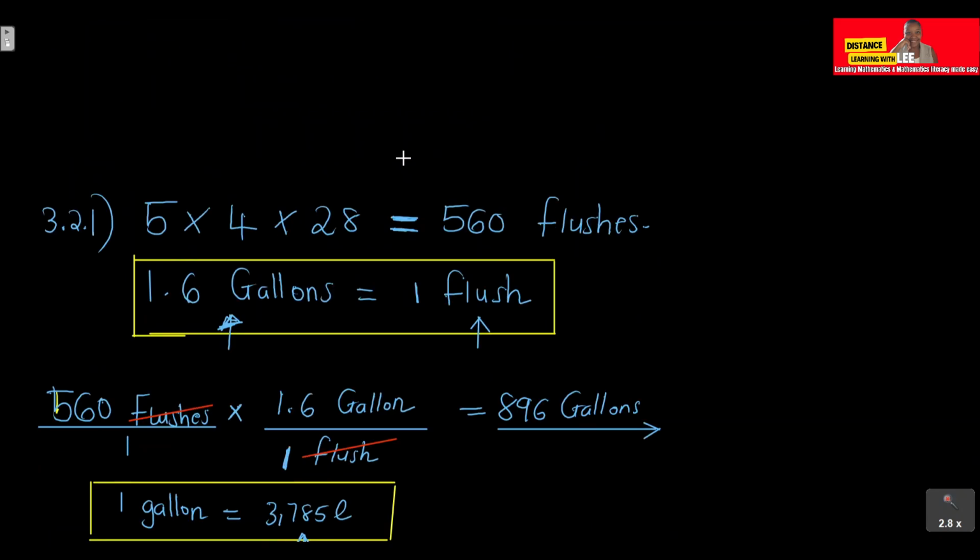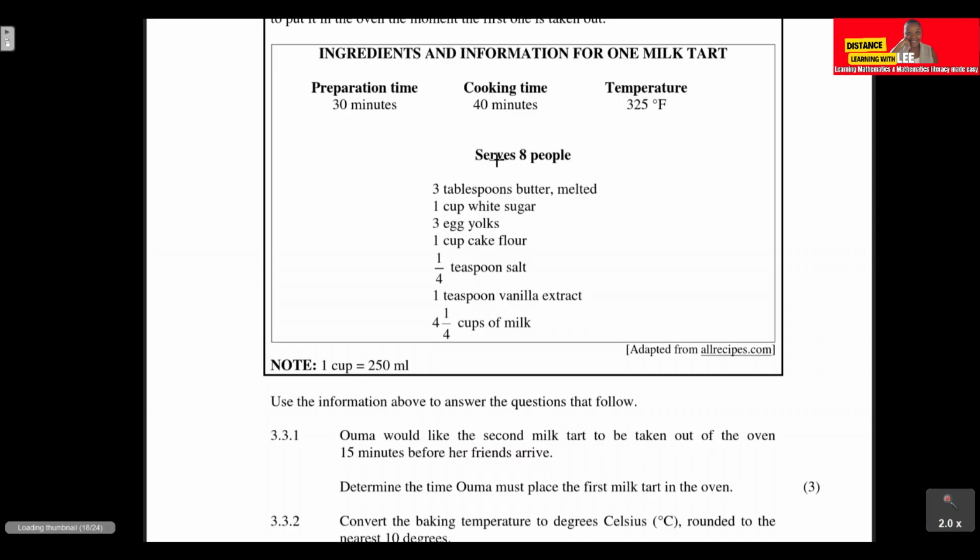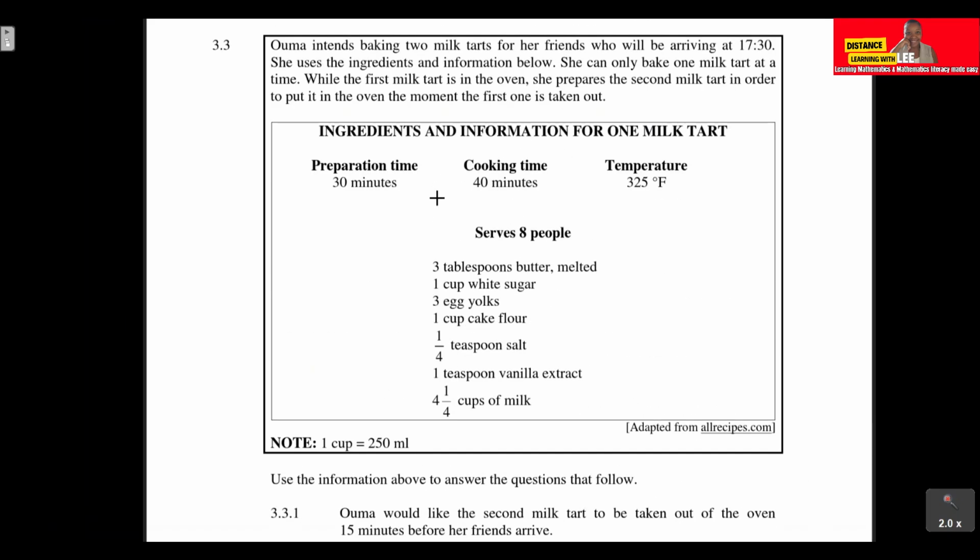Let us have a look at question 3.3. Okay, so it's question 3.3, guys. I did mention that we're going to basically be doing our cooking conversions here, right? We're going to be converting degrees Fahrenheit to degrees Celsius. We're probably going to be calculating preparation time, right? We're going to be converting the cups into milliliters, and then further on converting the milliliters to liters. Okay, so please make sure that you pay attention.